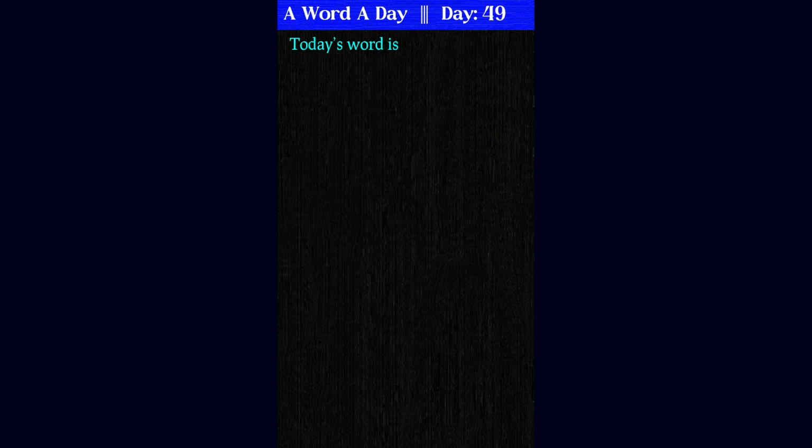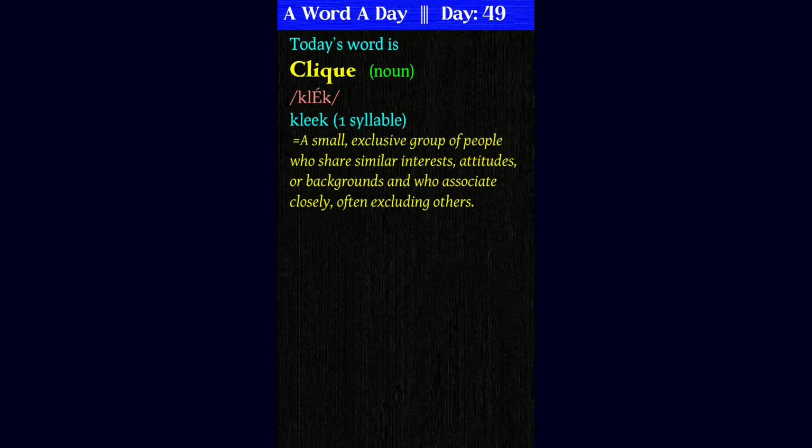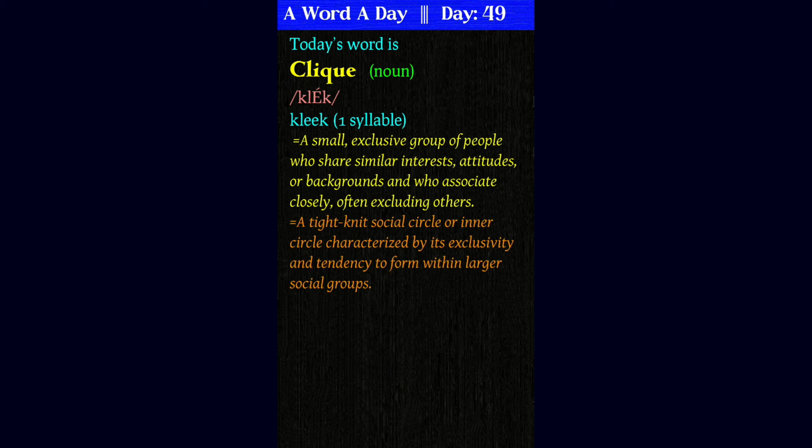Day 49. Today's word is clique. Clique. 1 syllable. Clique is a noun. Clique means a small exclusive group of people who share similar interests, attitudes, or backgrounds and who associate closely, often excluding others. Or a tight-knit social circle or inner circle characterized by its exclusivity and tendency to form within larger social groups.